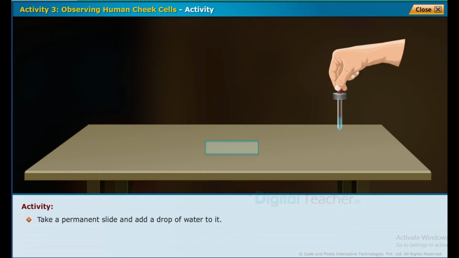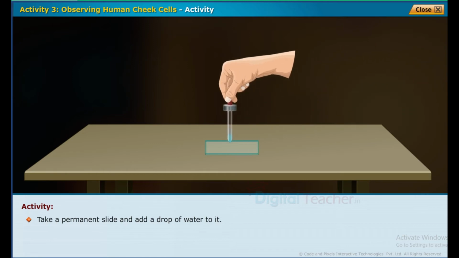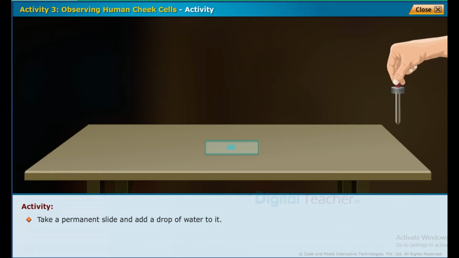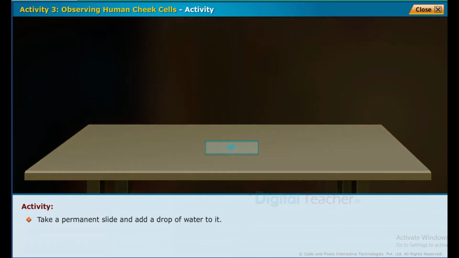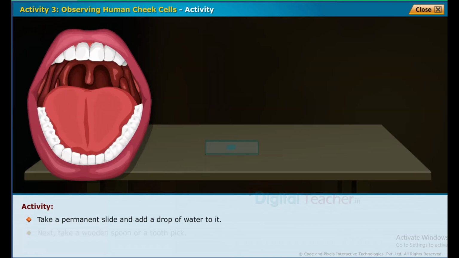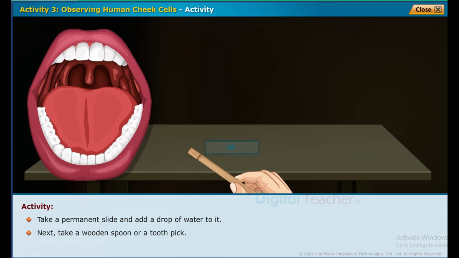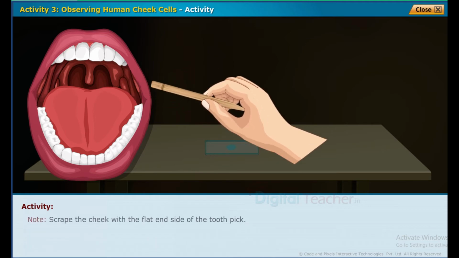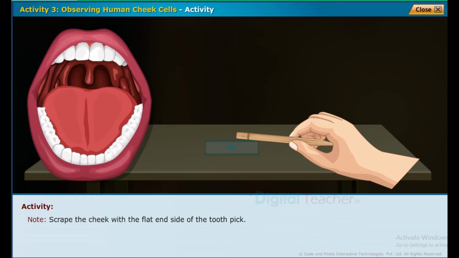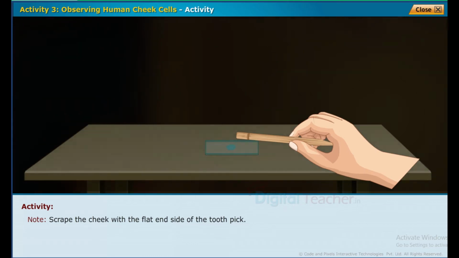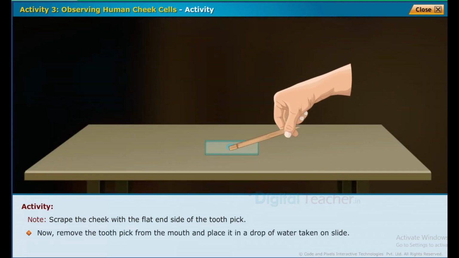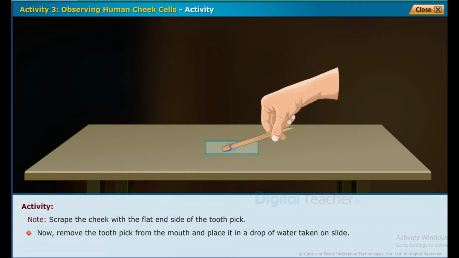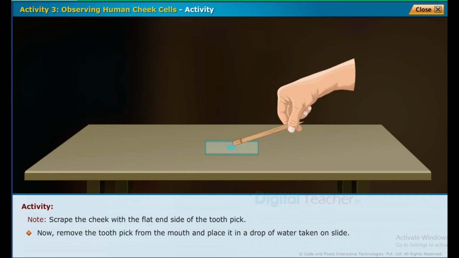Take a permanent slide and add a drop of water to it. Next, take a wooden spoon or a toothpick. With the help of the toothpick, scrape the inner surface of the cheek. Note, scrape the cheek with the flat end side of the toothpick. Now, remove the toothpick from the mouth and place it in the drop of water on the slide.